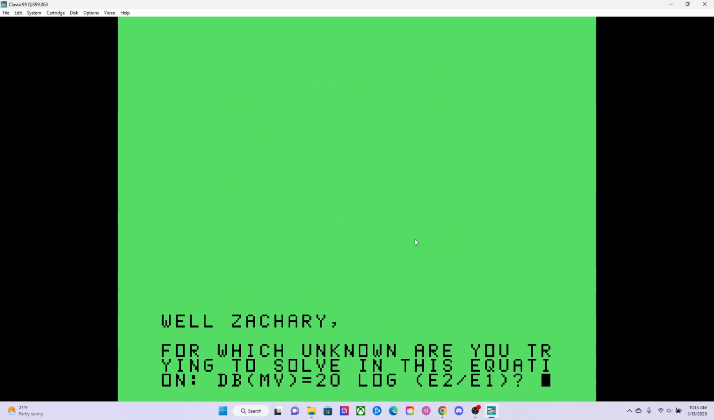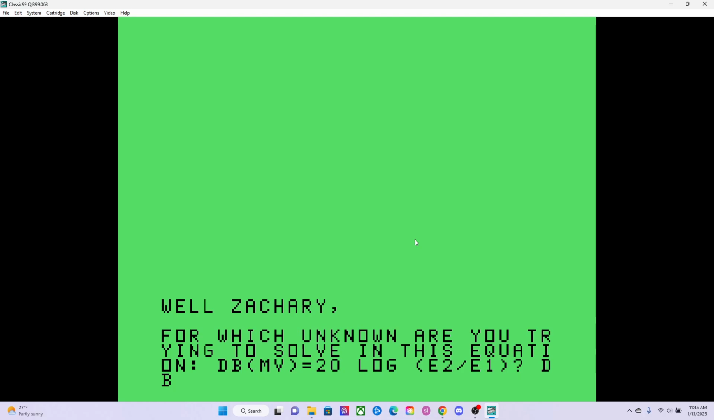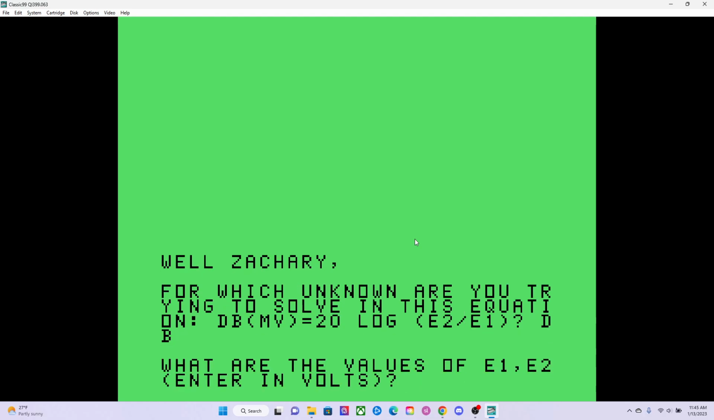Well, Zachary, for which unknown are you trying to solve in this equation? Decibels, in terms of millivolts, equals 20 times the log. Okay, so I'm not exactly sure how this works. The formula is different, so maybe decibels mean something slightly different as it relates to voltage. So let's say we want to solve for dB, decibels again. What are the values of E1, E2, enter in volts? So let's say voltage 1 is 60 volts, and let's say voltage 2 is 120 volts.